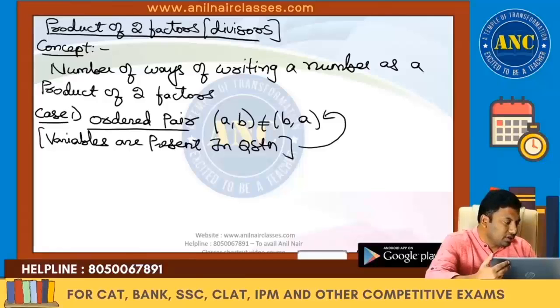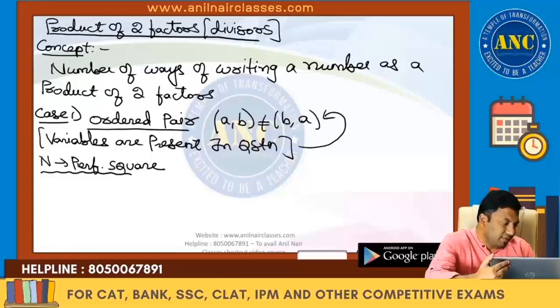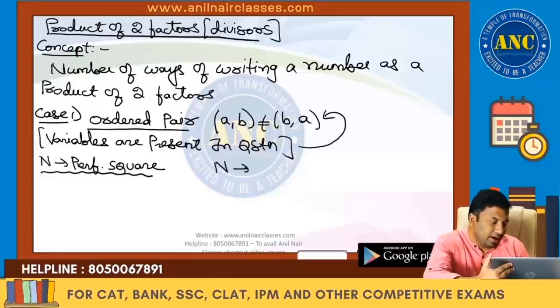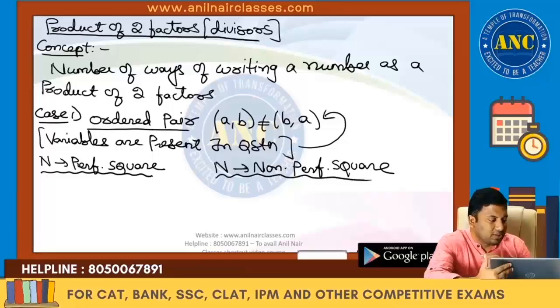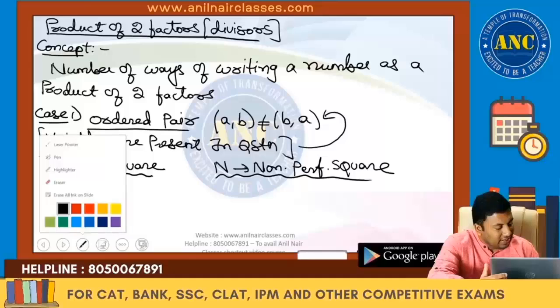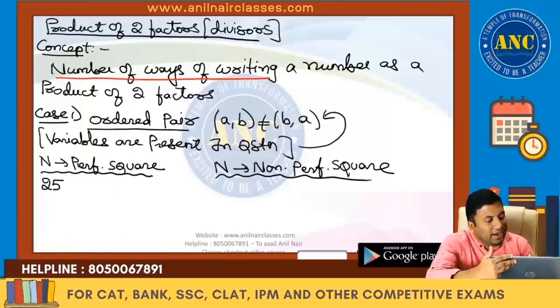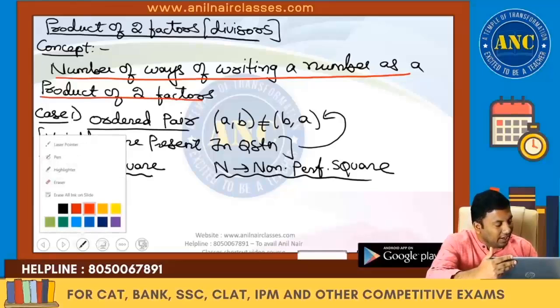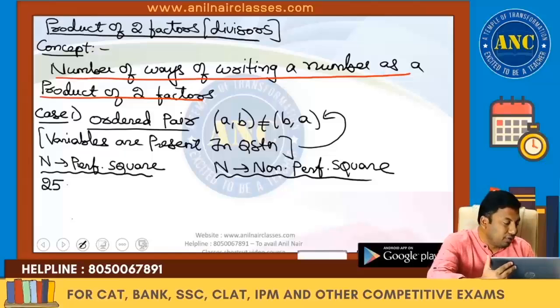Now, we will take two cases: if n is a perfect square and if n is a non-perfect square. Why these two cases? I will explain it in the next slide. Suppose I take a perfect square, 25. Please see the heading: in how many ways can you write a number as a product of two factors?